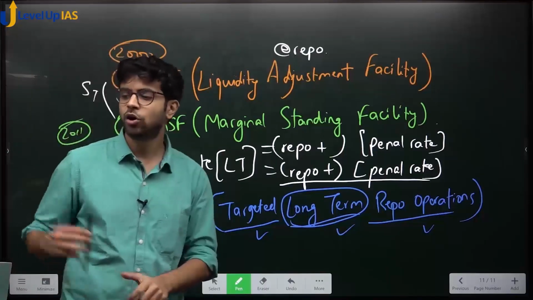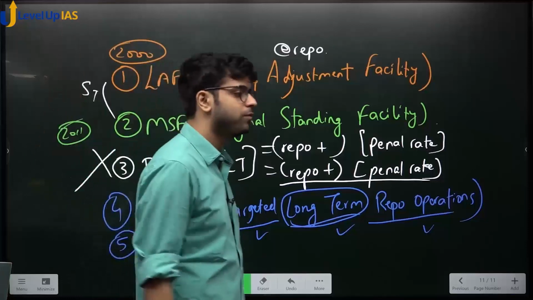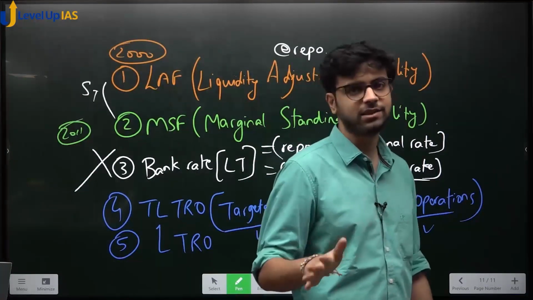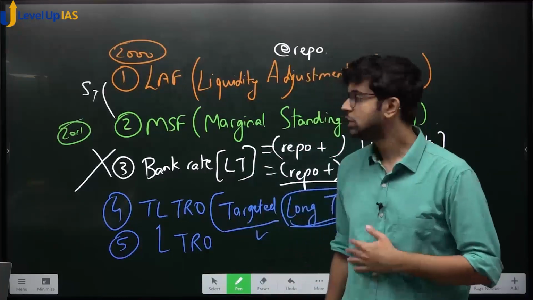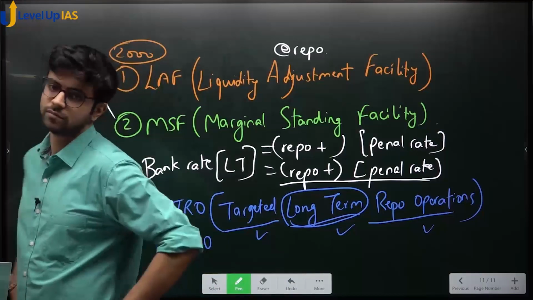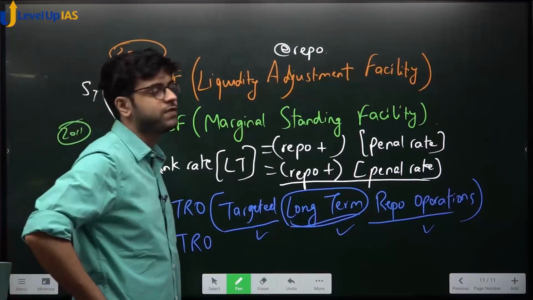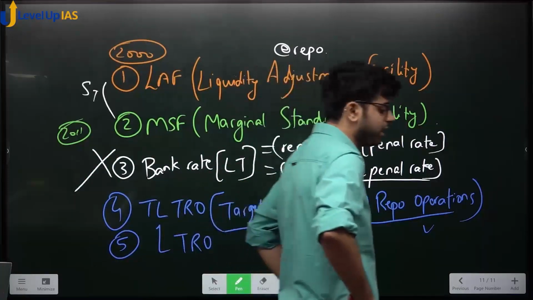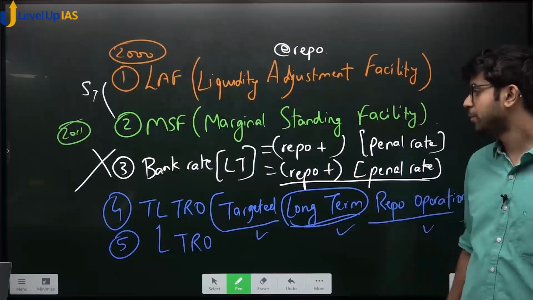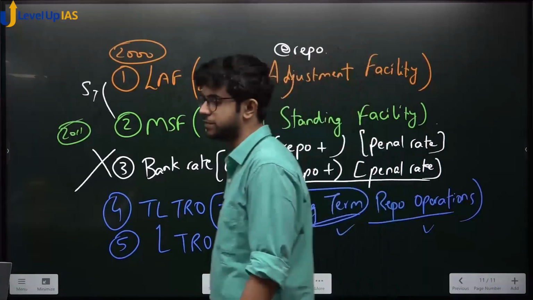Sir, what do you mean by long term? Around 1 year. Normally repo operations go for around overnight to 15 days, so that is short term. In this case it will go up to 1 year. Samjha? There are some long-term repo operations which also go for 3 years. 1 to 3 years is also there. There's a lot of variety here. In long-term repo operations, it goes around 1 year to 3 years. Then these are all small short terms.